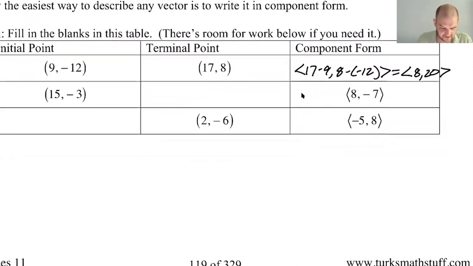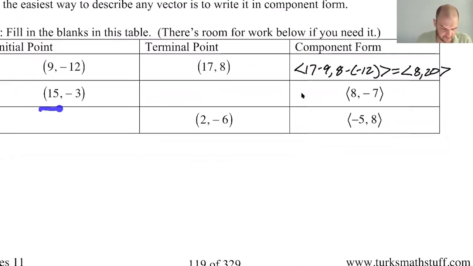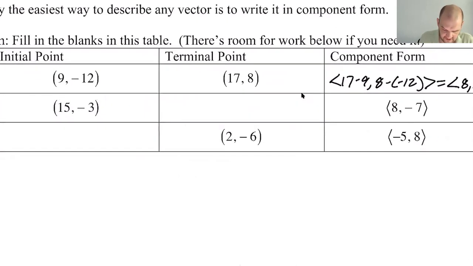Another set of givens here is our initial point is 15, -3. We don't know the terminal point, but we do know the component form of the vector, which is telling us to move 8 units to the right, 7 units down. So here, I'm going to say that this ordered pair would be 15, move 8 units to the right, and then -3, move 7 units down. So we'll get 23, comma, -10.